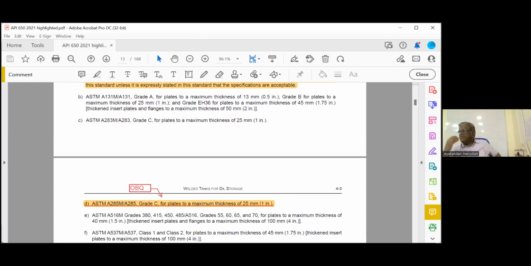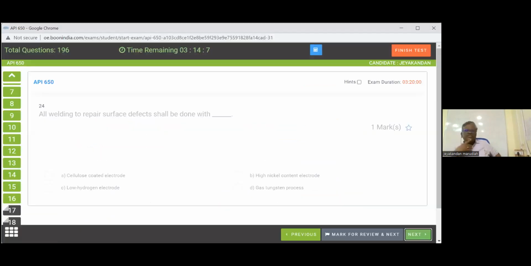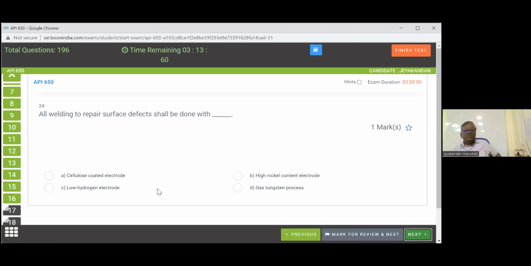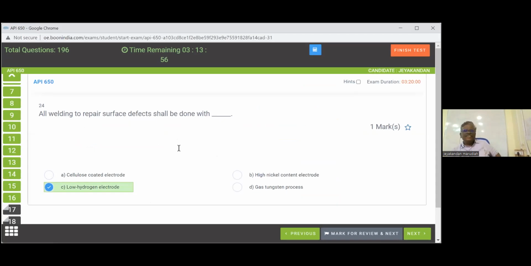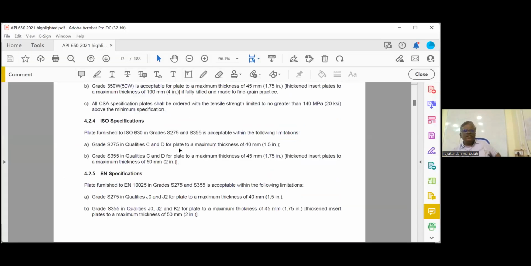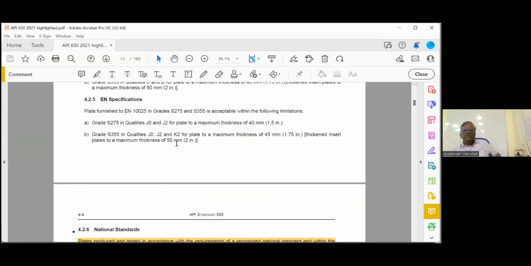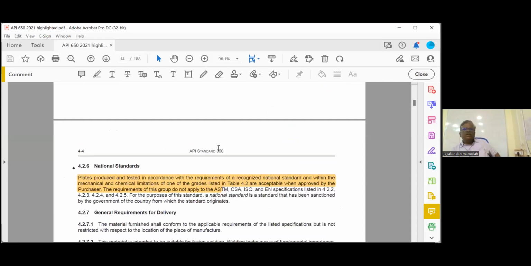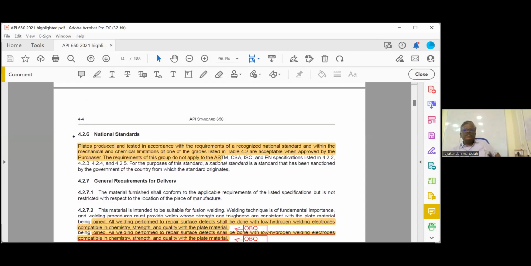All welding to repair surface defects shall be done with low hydrogen electrode. Where is it given? 4.2.7.2: all welding to repair surface defects shall be done with low hydrogen welding electrodes. That is the answer.